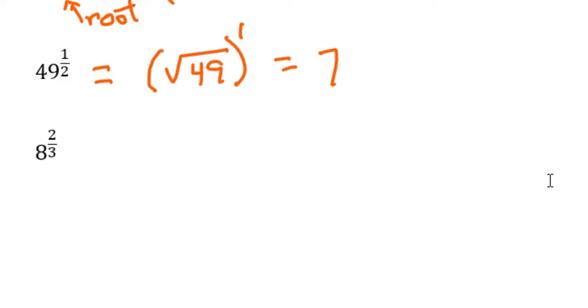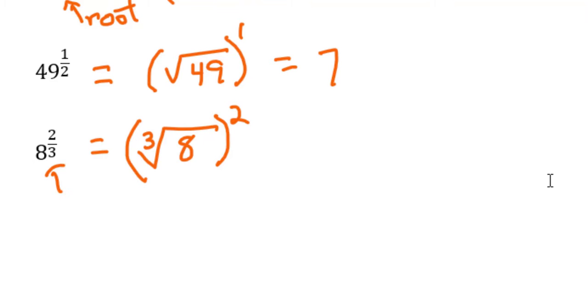Let's take a look at the last one, because not all fractions have a numerator of 1. It can be anything greater than 1. In this case, we have 8 to the power of 2/3. So it's not going to be a square root. It's going to be the cube root of 8 to the power of 2, because the denominator is my root, and this makes it a cube root.